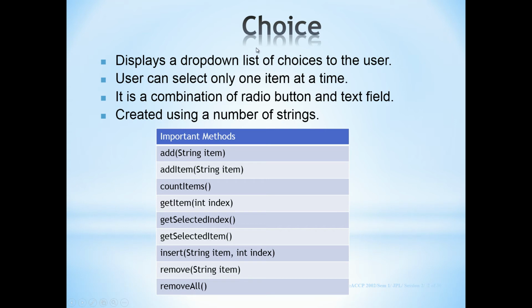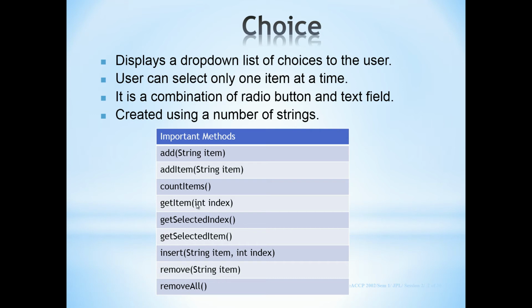While using choice box, we have to be familiar with its inbuilt methods. The first methods are add and add item. By using these two methods, you can add a new item to a choice box. After that, there is the count items method. Count items method returns the total number of items from a choice box. As I said, it will handle the list like an array.